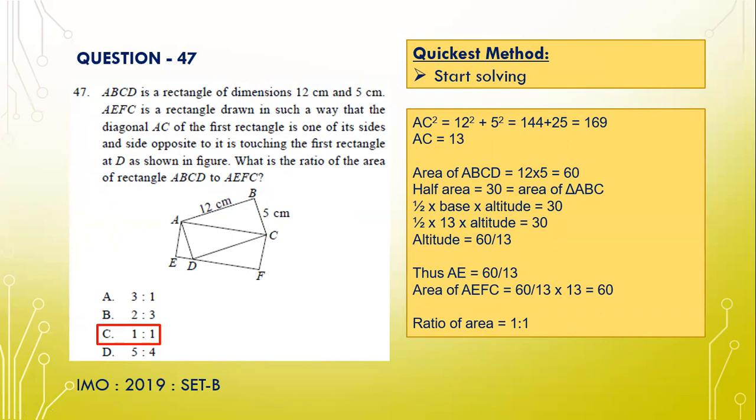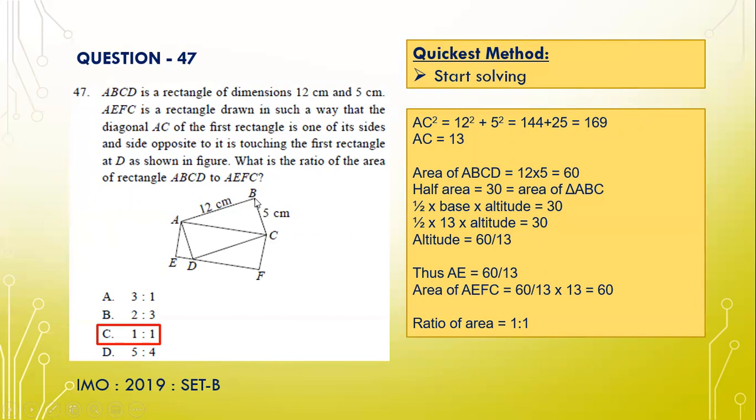So start solving. What is AC? Hypotenuse. Hypotenuse AC square is 12 square plus 5 square, by the Pythagoras theorem. What is 12 square? 144. What is 5 square? 25. So AC square is 144 plus 25, which is 169. So AC is 13. Now, what is the complete area of ABCD? It will be 12 into 5, which is 60. So what is the area of the triangle? This triangle is exactly half, so the area of triangle ABC is 30.